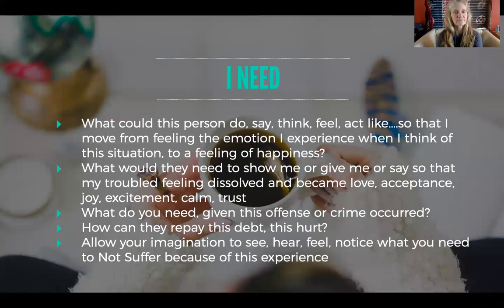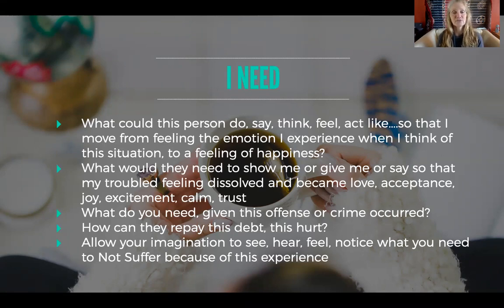Considering needs, what could they act like so that I move from a feeling that I had in number 1, that really dreadful, upset, troubled feeling, to a feeling of happiness? What would it take? Sometimes we want to think, I just want the whole thing to get undone and have never happened. And while that is something that the mind comes up with, what we're going to look at here is the thing happened. That's the reality. It happened. Now, what do I need in order to correct it, like fix it, make it all better?